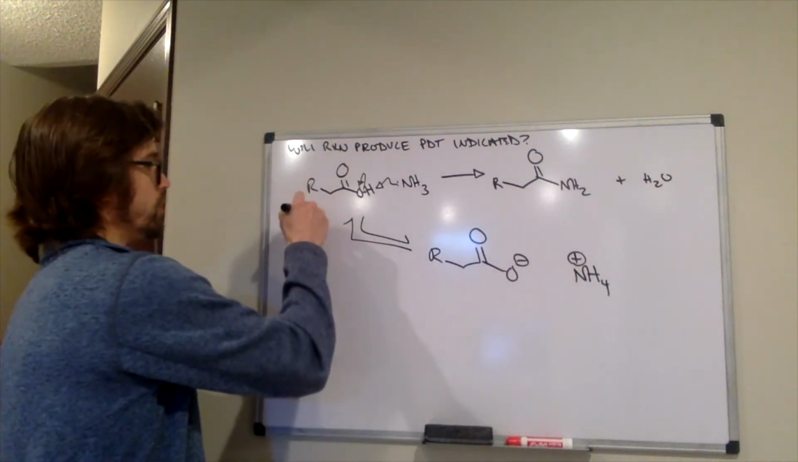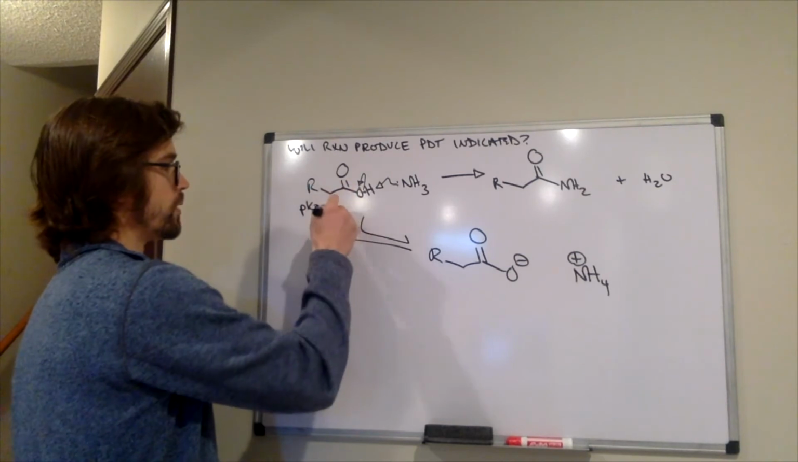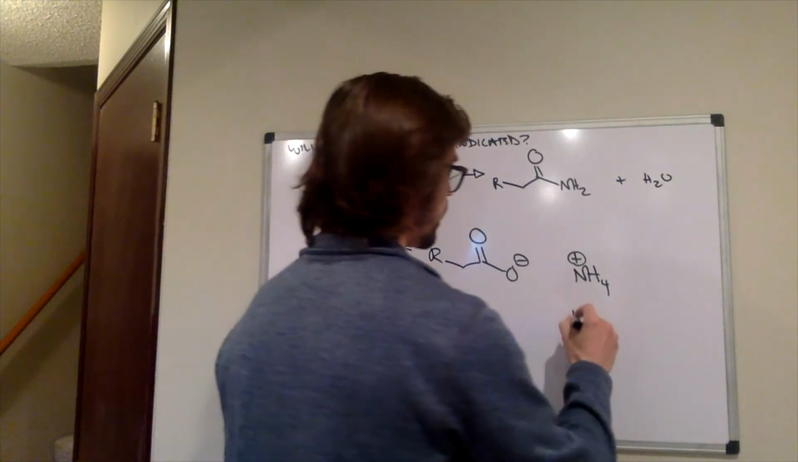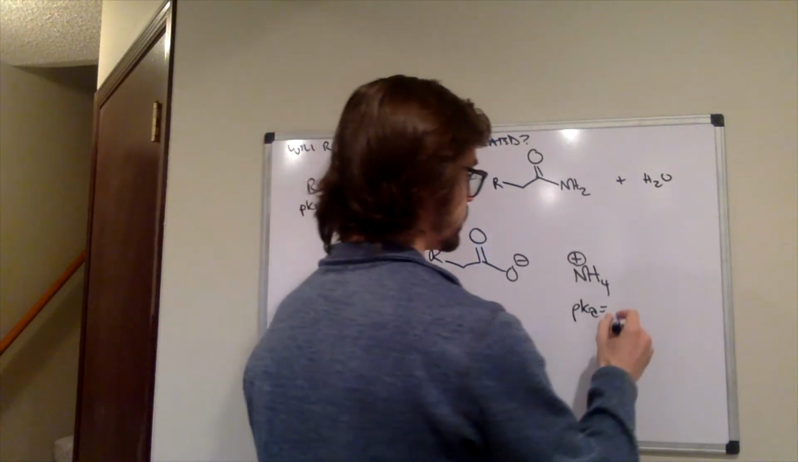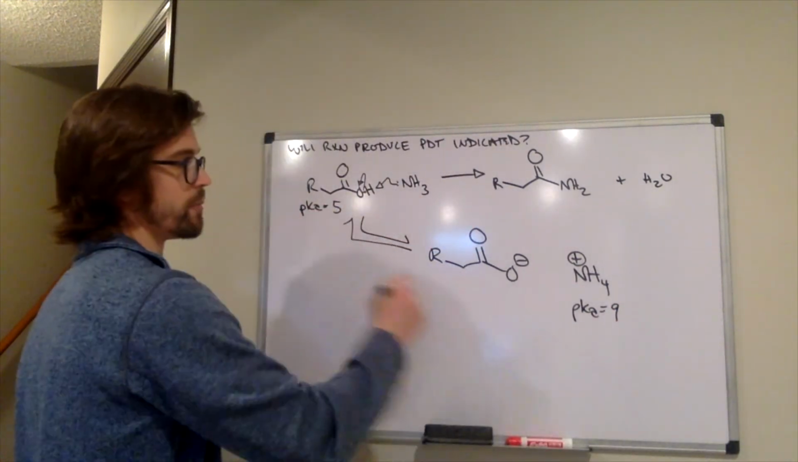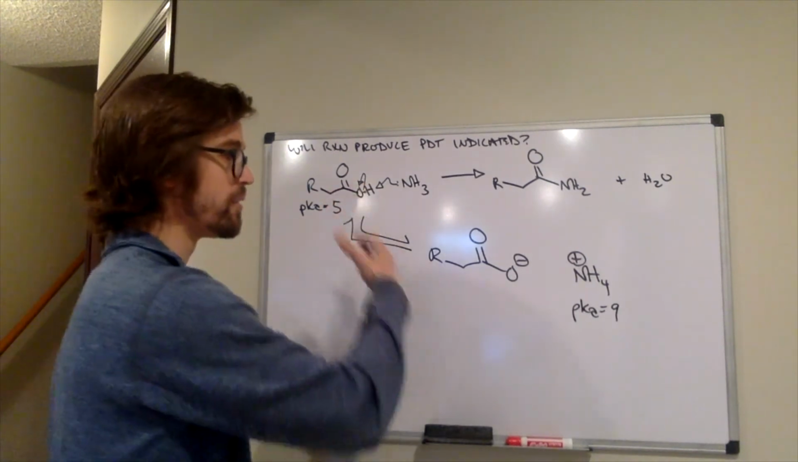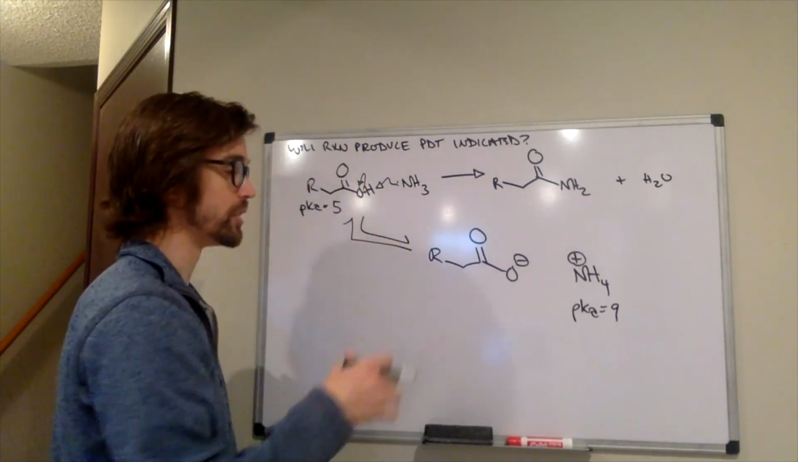Well, what's our pKa here? The pKa of a carboxylic acid is 5. The pKa of a quaternary ammonium is around 9. So we went away from the stronger acid, so this was a favored acid-base reaction.